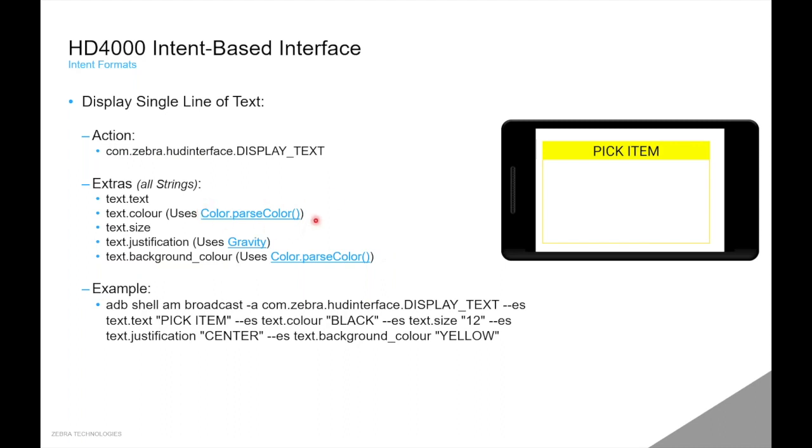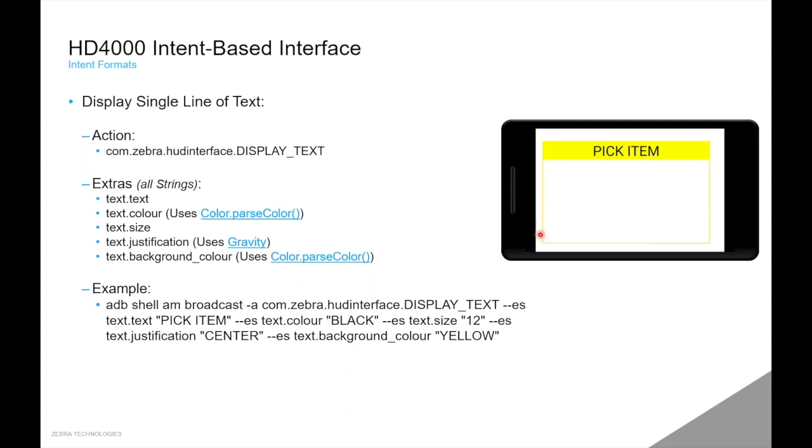So again, these are all relying on the same APIs that the GIM would rely on. So any color supported by color.parseColor is supported by the interface app. And again, any justification used by the Gravity API is also supported by the interface app. So down here you have an example of how you would send this intent from ADB. You might not want to do it from ADB, but it's useful for testing. And you can see there that I've put through pick item. I want the text color to be black, a size of 12. Put it in the middle for me and put the background color as yellow. And this is what it would end up looking like.